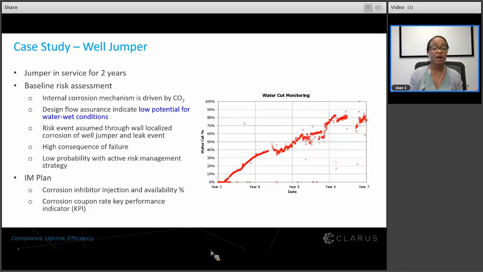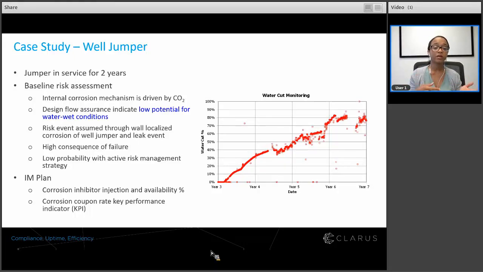In fact, we had very little to no water production at that time. The risk event, through-wall localized corrosion of the jumper, had a high consequence of failure, but with the active risk management via corrosion inhibitor, we had sufficient data available that had a very low probability.